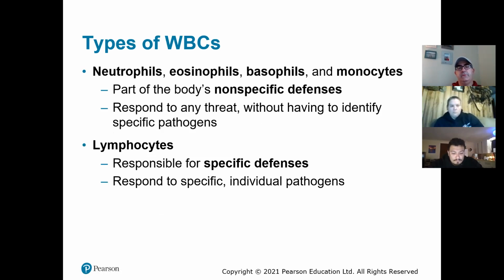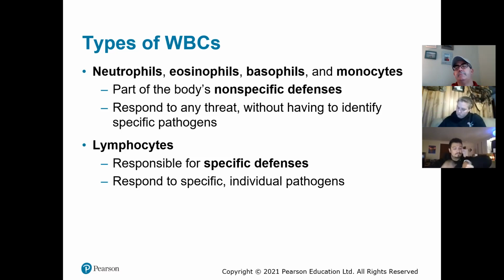So when we're talking about those five types of white blood cells, they are all non-specific except lymphocytes. What that means is all of the granulocytes, neutrophils, eosinophils, and basophils, and monocytes are non-specific. They are going to attack anything that does not look right. They're not being specific against a particular pathogen, a particular bacteria or virus. They are just looking for things that don't look like they normally should.